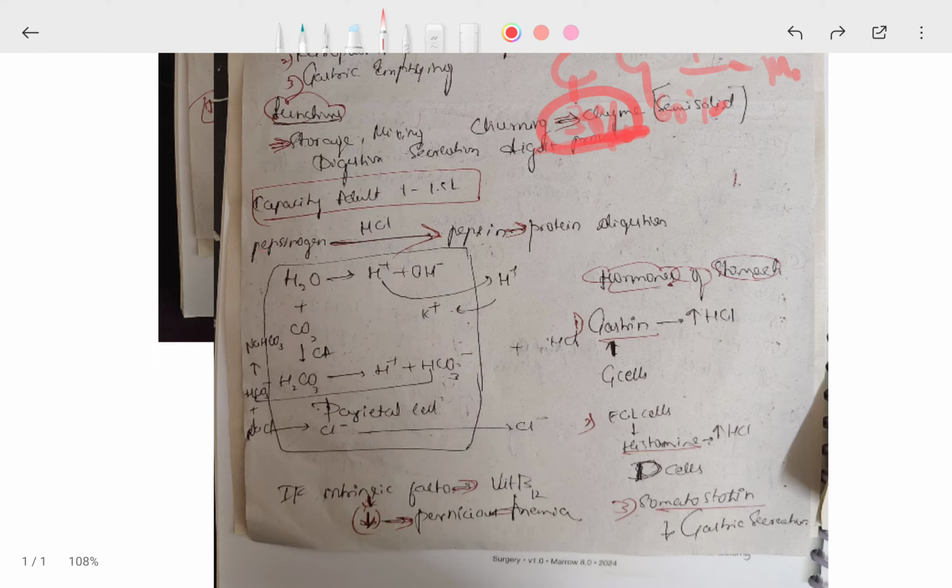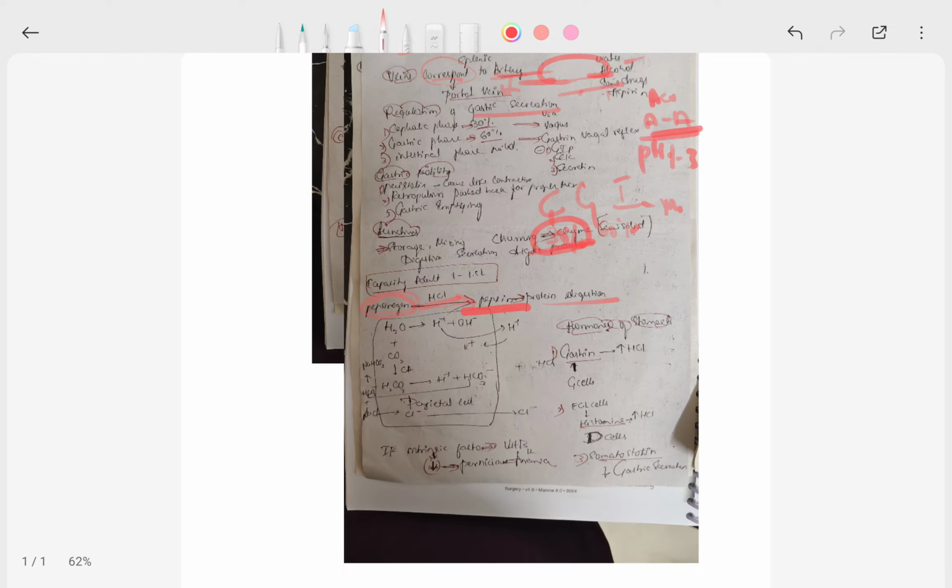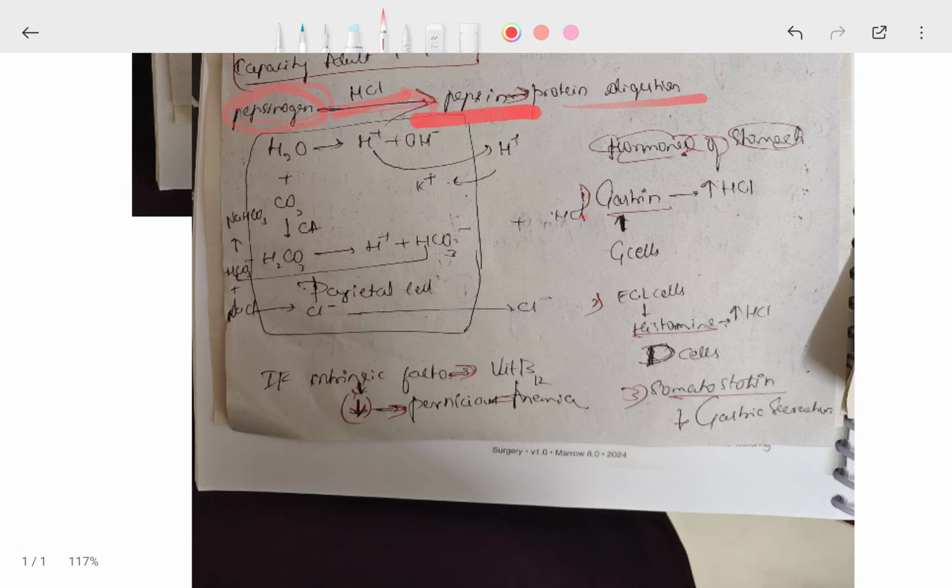I told you pepsinogen is secreted by the chief cells, which will be acted upon by the HCl and then converted into pepsin, which helps in protein digestion, and it converts proteins into peptides. And you have hormones: gastrin, which increases HCl secretion. This gastrin is secreted by the G cells. And you have enterochromaffin cells, which secrete histamine, which also enhances gastrin secretion. D cells will secrete somatostatin, which decreases the gastric secretion.